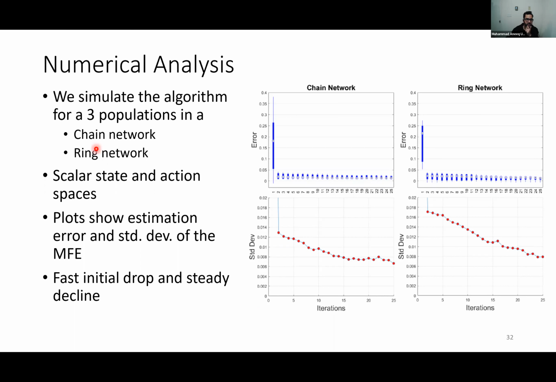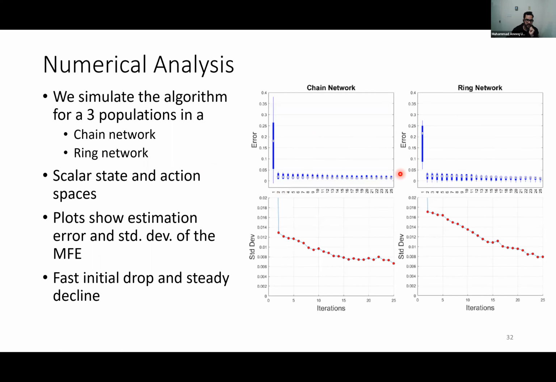For one simulation we had a chain network. For the other simulation we had a ring network, and we did a couple of simulations for each of these two networks. And what we saw was that, so the state and action spaces are scalar for this particular simulation. And we saw that the error decreases pretty fast in the first iteration.